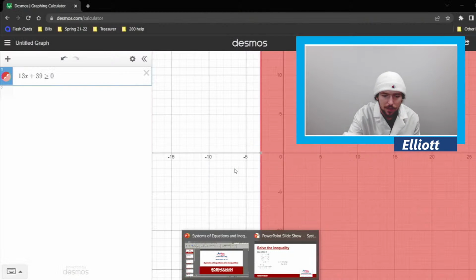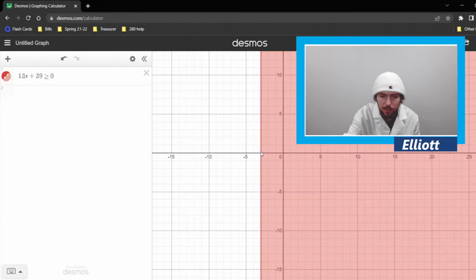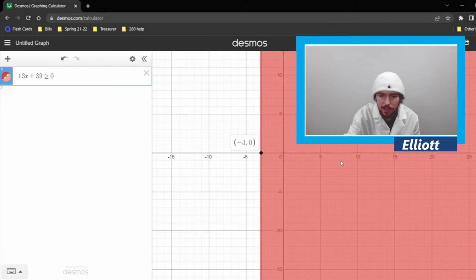If we go back to that graph right here, we're at -3, and everything in the shaded region is a possible answer for x. So anything along this number line greater than. That's kind of what that arrow is trying to show. All right.